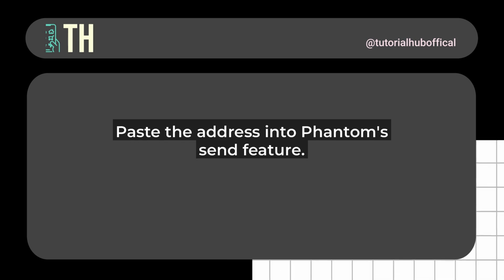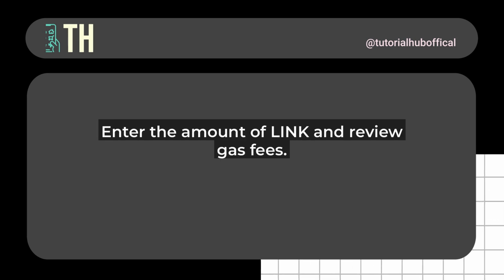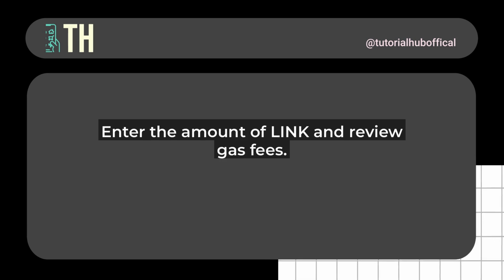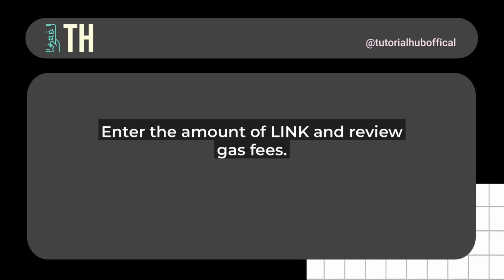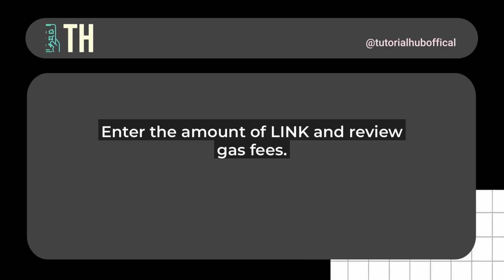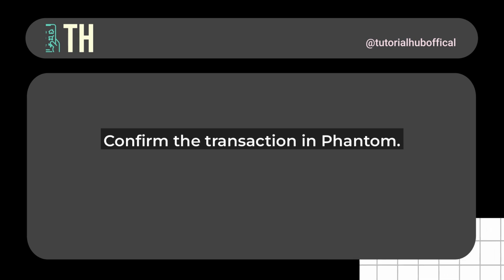Now, back in Phantom Wallet, select the Chainlink token you want to send. Hit the Send button, and paste the KuCoin address into the recipient field. Double-check the address to avoid errors. Enter the amount of LINK you wish to transfer, making sure to leave enough for any network fees. Phantom will show you an estimated gas fee. Review this before proceeding. Hit Confirm to initiate the transaction.